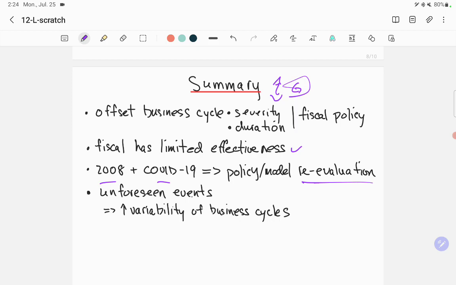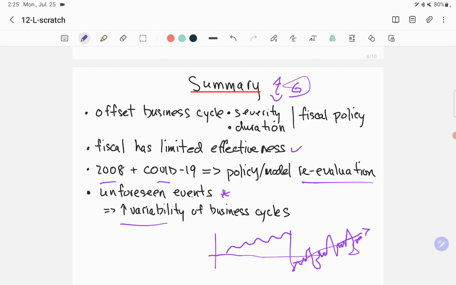And why does this all happen? Unforeseen events, black swan events. These unforeseen events are responsible for increases in variability of the business cycle. It used to be that you had a business cycle: recession, expansion, contraction, peak. It used to be like that, until about the 70s when we had an oil embargo. Boom. And then every once in a while we get a stock market crash. Usually we're going upwards in our trend of growth. But in the future, there are no guarantees.